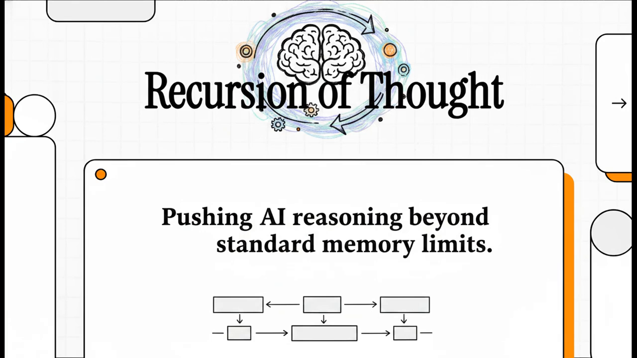Welcome to The Explainer. Today, we are tackling one of the absolute most stubborn roadblocks in artificial intelligence, the memory limit. We're going to explore a really fascinating framework called Recursion of Thought, and we'll see exactly how it pushes AI reasoning far, far beyond its standard boundaries.